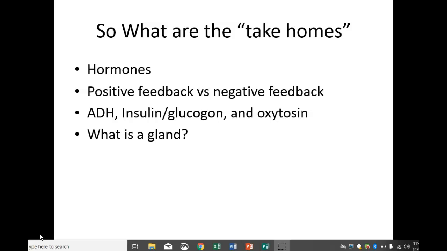Last but not least, you should know that a gland is a ductless organ within your body. And I hope that I've helped you understand a little bit better about the communication molecules in your endocrine system.